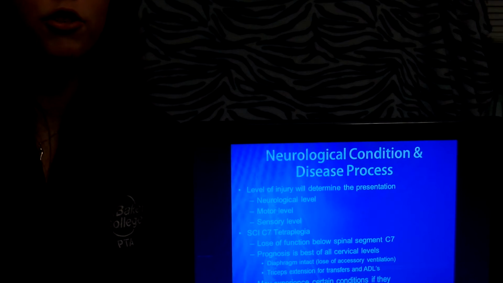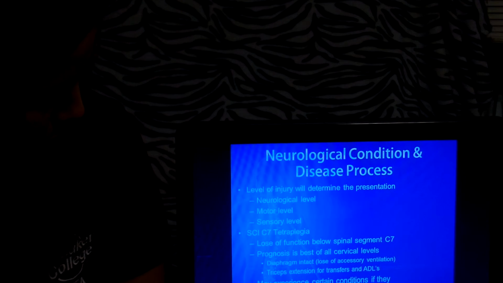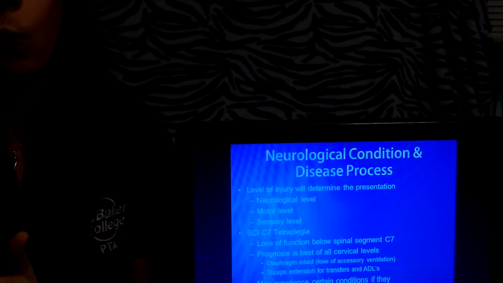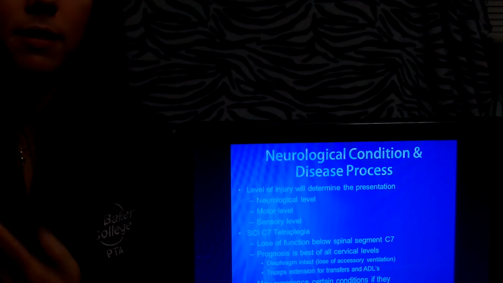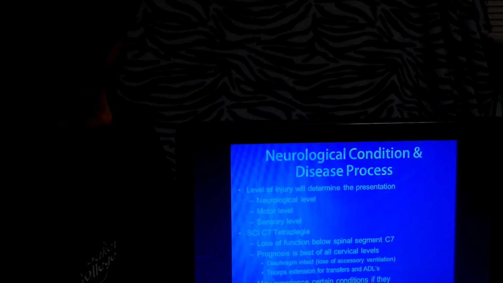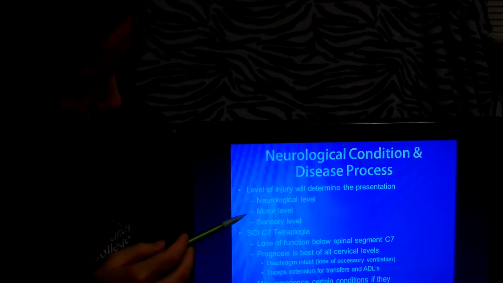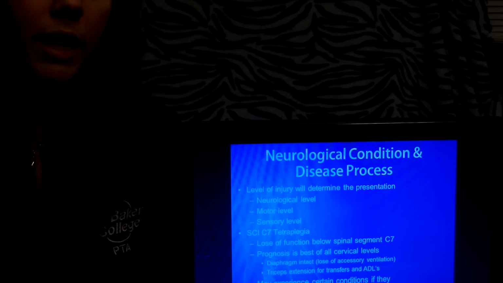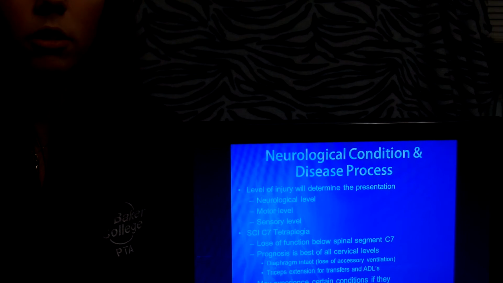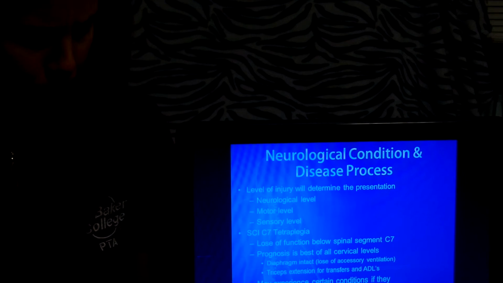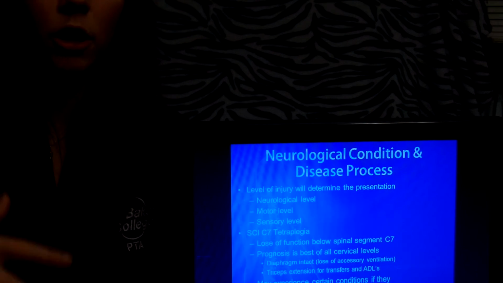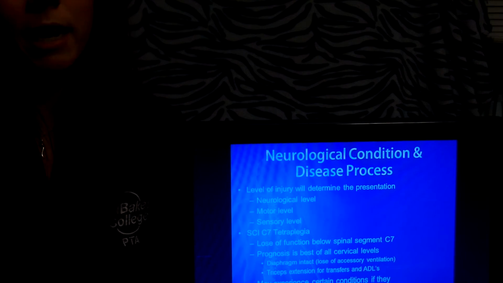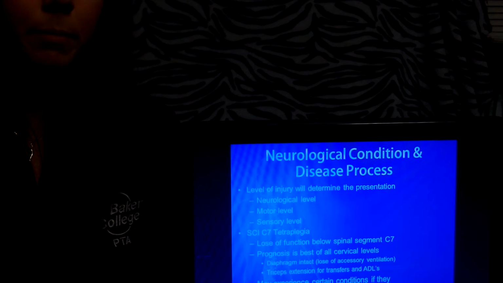So now we're going to go over the neurological condition and disease. With spinal cord injuries, the level of the injury will indicate what deficits the person will have, and also it depends on if it's incomplete or complete. You have the neurological level, the motor level, and the sensory level, and those 3 different levels just basically mean the most caudal level of integration that they have. So if we're talking neurological level, it's the lowest level that you'll have any kind of neurological involvement. Same thing with sensory and motor, at the lowest level that you have any innervation.